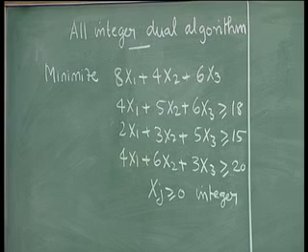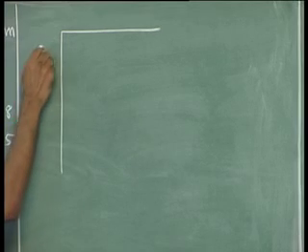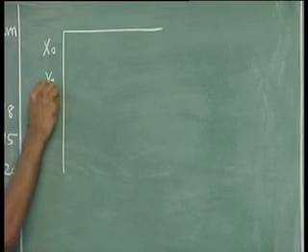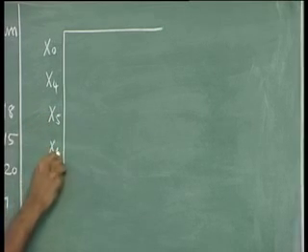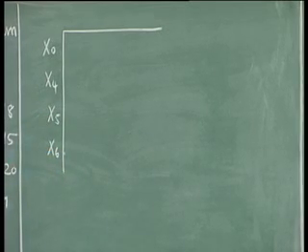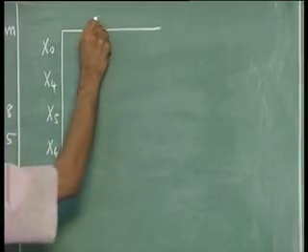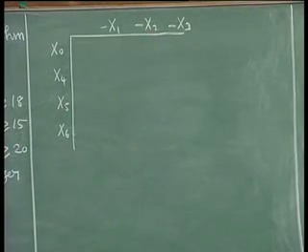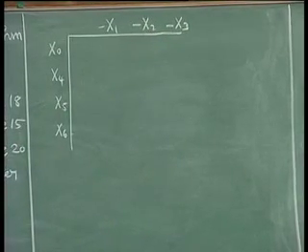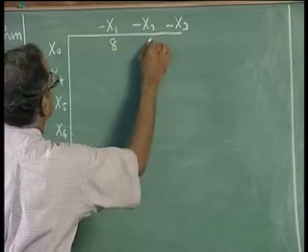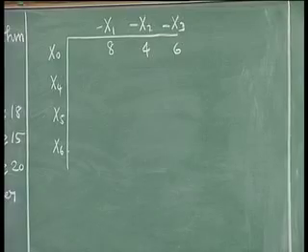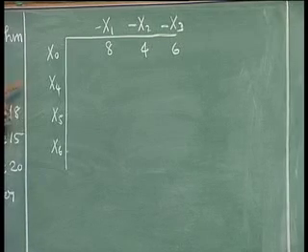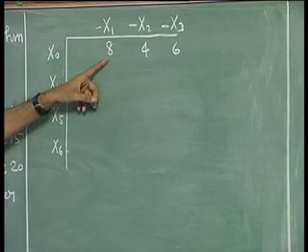We would start with x4, x5 and x6 as basic variables. So we will have an x0 here, and x4, x5, x6 as basic variables. Now remember we would have minus x1 here, minus x2 and minus x3. So when we write this as a maximization problem, you will have maximize minus 8x1 minus 4x2 minus 6x3, which would give us 8, 4 and 6 here. And remember it is a dual algorithm, so dual will be feasible, which is what you have got here.